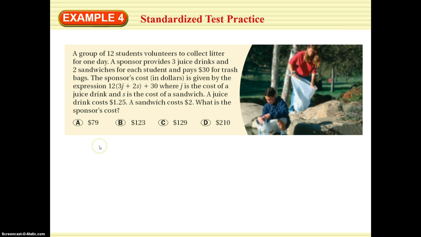So we'll say 3 times $1.25 is $3.75 plus 2 times $2, which is 4. So $3.75 plus 4 is $7.75. We'll multiply that by 12, which will give us 93, and then add 30. So our answer is $123.